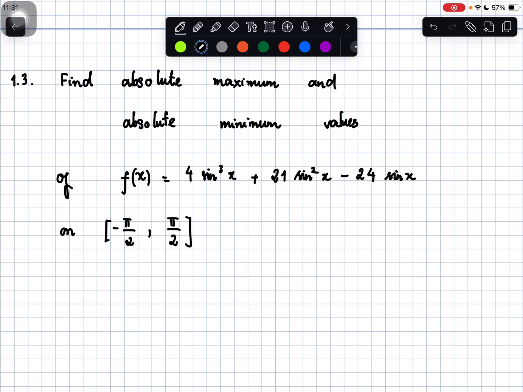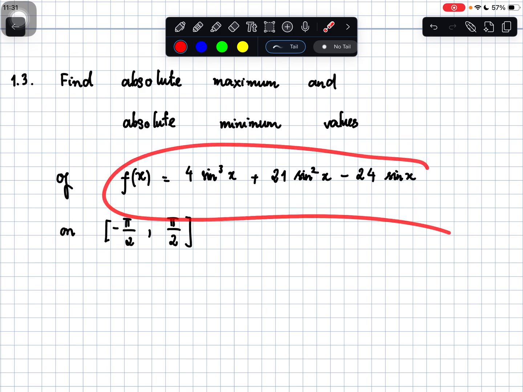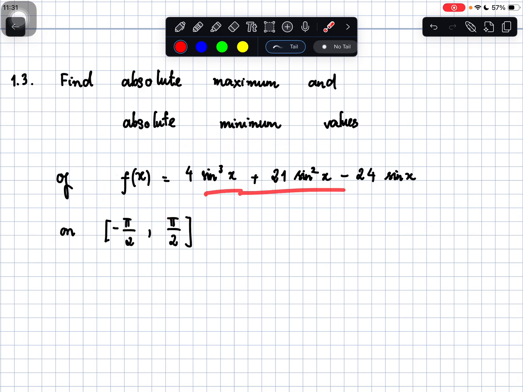Find the absolute maximum and absolute minimum values of f of x equal to this function on minus pi over 2 to pi over 2. You see that this function is in terms of sine of x cubed, sine of x squared, sine of x. So instead of taking a derivative and then computing all in x here, it's easier for us to do it without the trigonometric function.